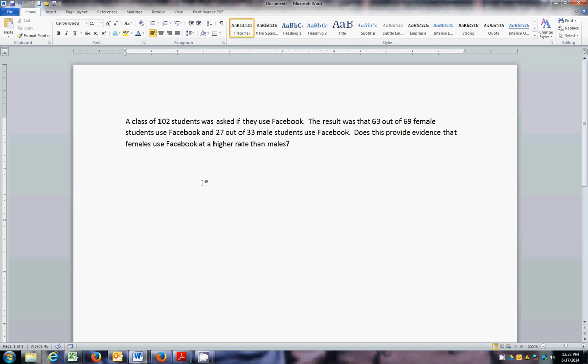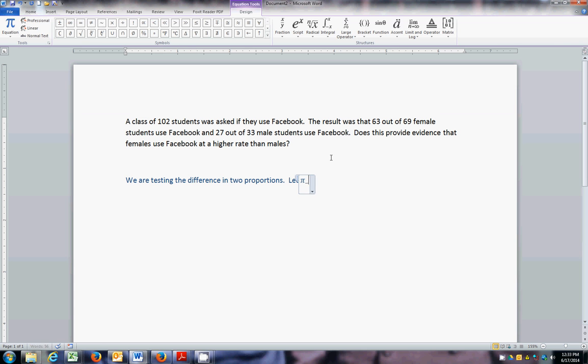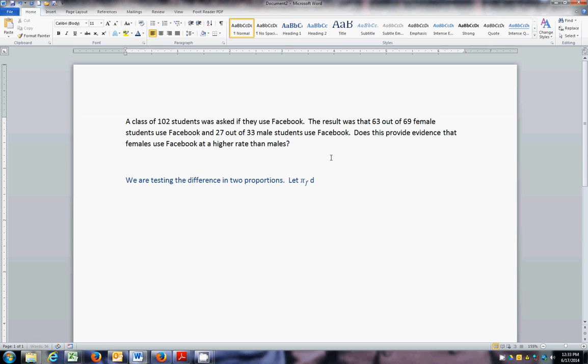So the first thing to note is, what type of test is this? We're testing the difference in two proportions. So we've got the proportion of females that use Facebook and proportion of males that use Facebook. So let's write down our population parameters. We're going to let pi, let's call it sub f, denote the true population proportion of females who use Facebook.